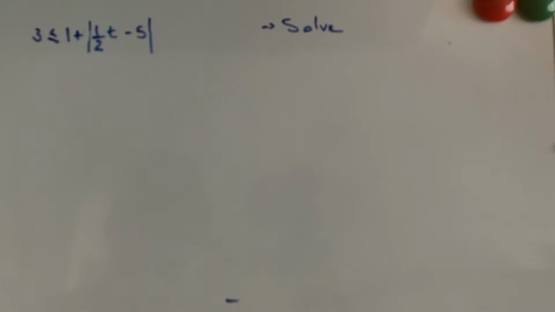Hello guys, this is to solve an absolute value inequality. I would say, to solve something like this, like 3 less than or equal to 1 plus absolute value 1/2 t minus 5.